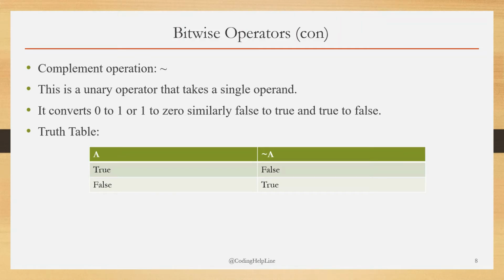Now the bitwise operators continued, and we are discussing the complement operation. The complement operator is represented by tilde. Tilde is a special character that operates on a single operand, and it converts 0 to 1 or 1 to 0. In other words, we can say it inverts the value. So false becomes true, true becomes false. 0 becomes 1, 1 becomes 0. And in its truth table, because it operates on a single operand, we have only one operand here. So true becomes false and false becomes true.